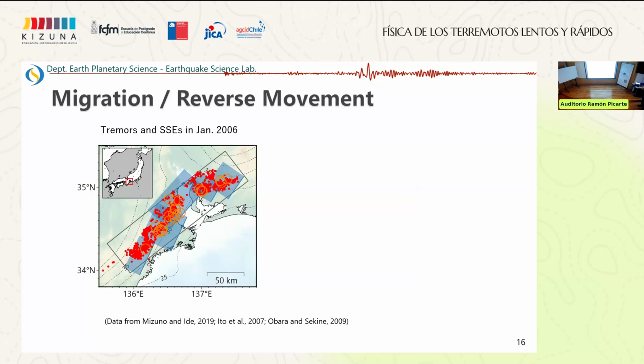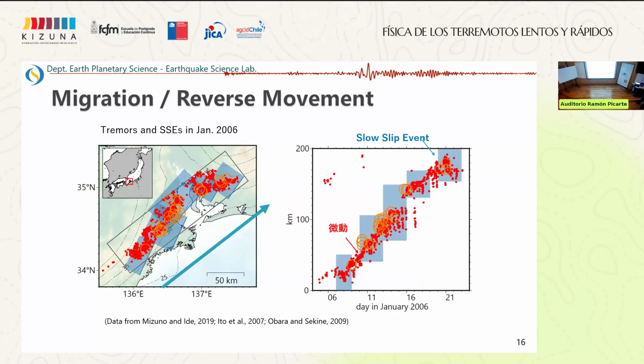This is one example of tremor occurrence in 2006. This time, tectonic tremor is shown by these red dots, very low frequency events by these orange circles, and slow slip events by these blue rectangles. They simultaneously occur from here to here. If we take a space and time plot, they propagate from here to here.